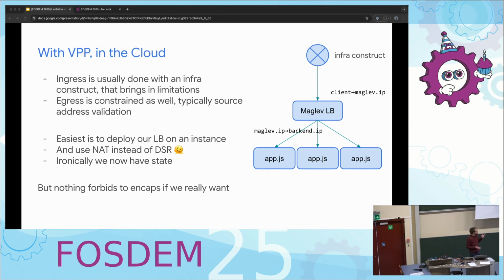So for the sake of simplicity in this example, I'm considering NAT instead of DSR. That is, every Maglev instance will receive packets to its IP and NAT them with the backend IP it chooses. Ironically, one of the issues is that we now have to keep state around, but nothing forbids reverting back to the encaps if we manage to lift the constraints of the deployment.